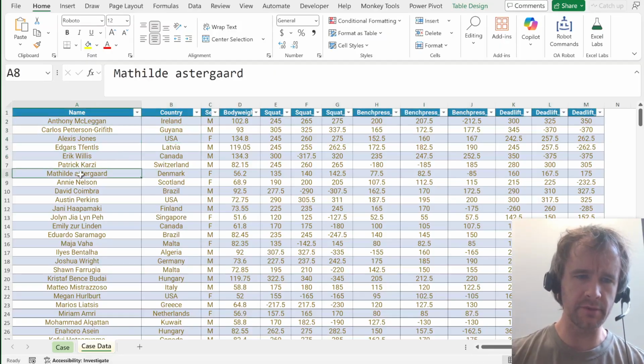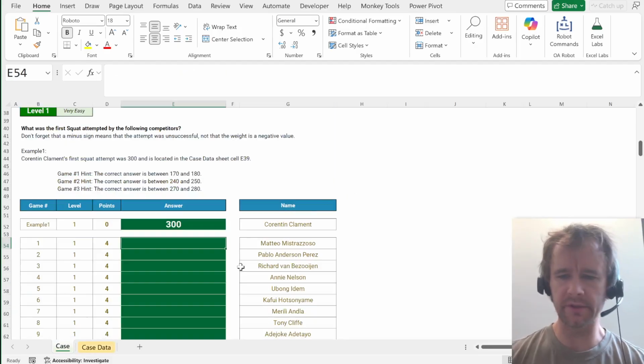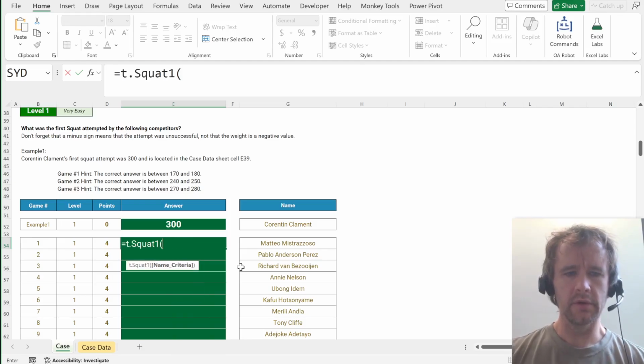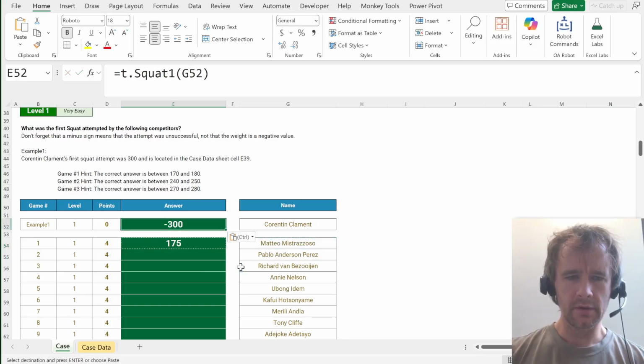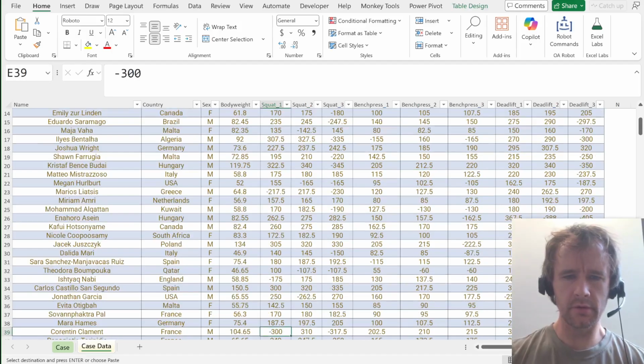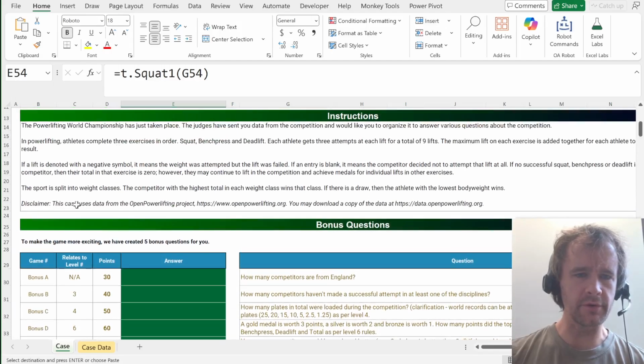Because my cursor was in here, it makes this the primary key, and it makes a lookup function for everything else. What is minus? Anyway, I'm sure I'll explain that later. So now I should be able to say t dot squat 1 of that. Oh, what? Okay, now I'm concerned. E39. Yeah, it says minus 300. Oh, okay. Don't forget the minus sign. All right. So, sorry. I guess there's more instructions up here.